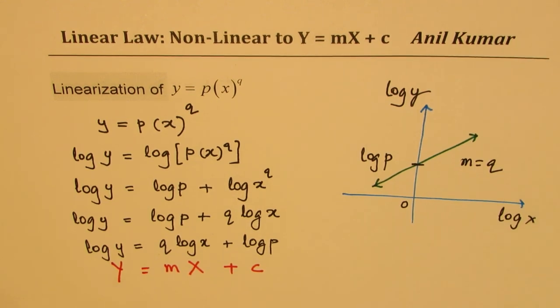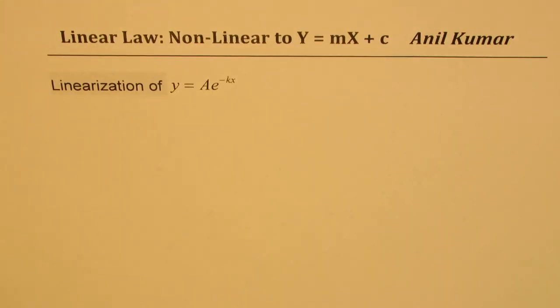Perfect. Now here is the last example. Linearization of y equals a e to the power of minus kx. So I'd like you to solve this particular question. We'll take a small break, a walk through nature, and then get back to this one.